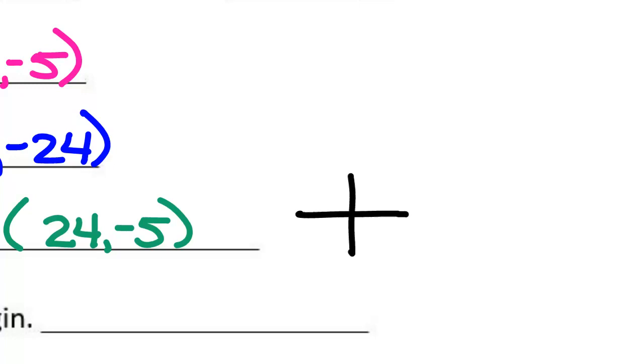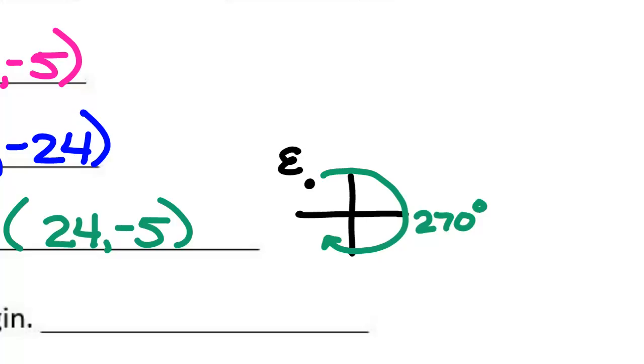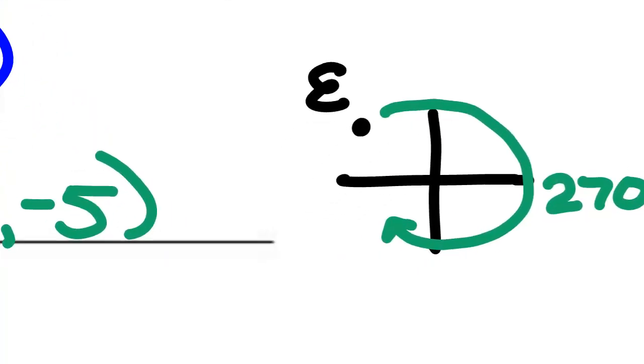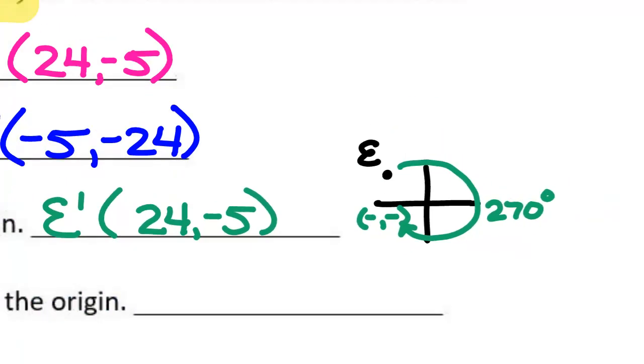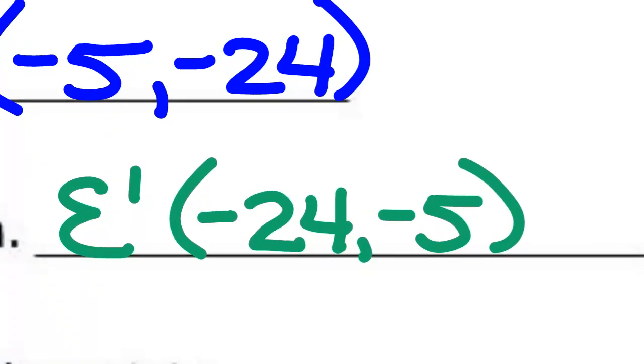My point E, (-5, 24), is going to be over here in quadrant 2. -x, +y would mean quadrant 2. We're going to go 270 degrees in a clockwise direction. That would put us here in quadrant 3. Are the x's positive or negative in quadrant 3? Negative. What about the y's? Also negative. So my x and my y need to be negative. So (-24, -5).